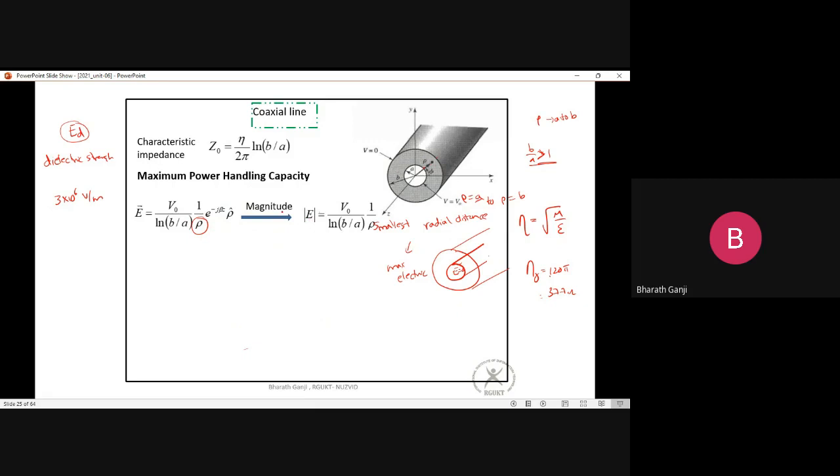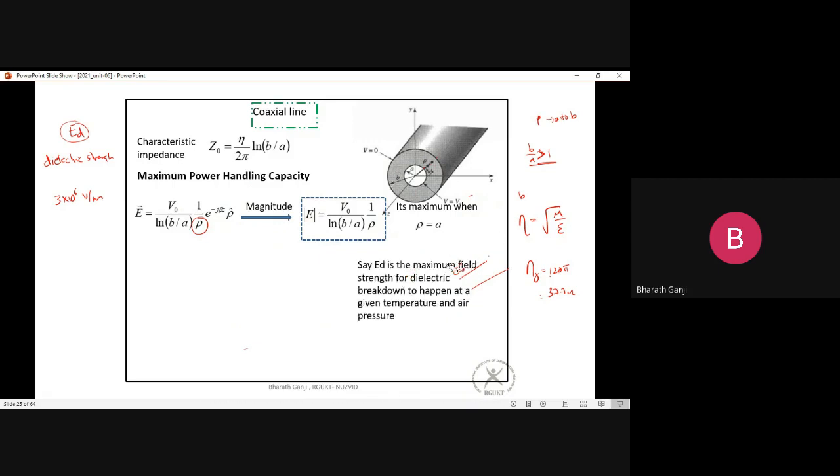So I can say that the electric field is maximum. So this is the magnitude. If I write the magnitude, it is V naught by ln of B by A into 1 by rho. So if you ask me what is the maximum electric field I can get, the electric field magnitude is maximum when rho is equal to A. Right? So if I put rho equal to A, then the maximum electric field I can get is V naught by ln of B by A, times 1 by A.